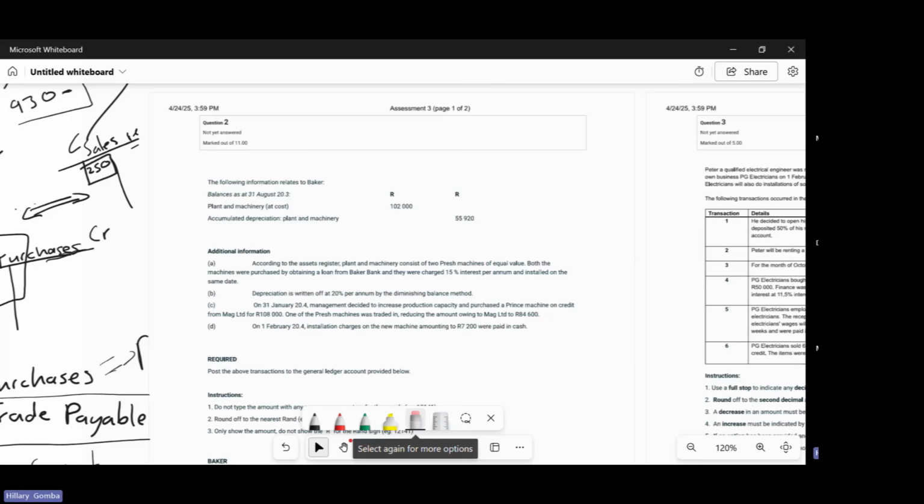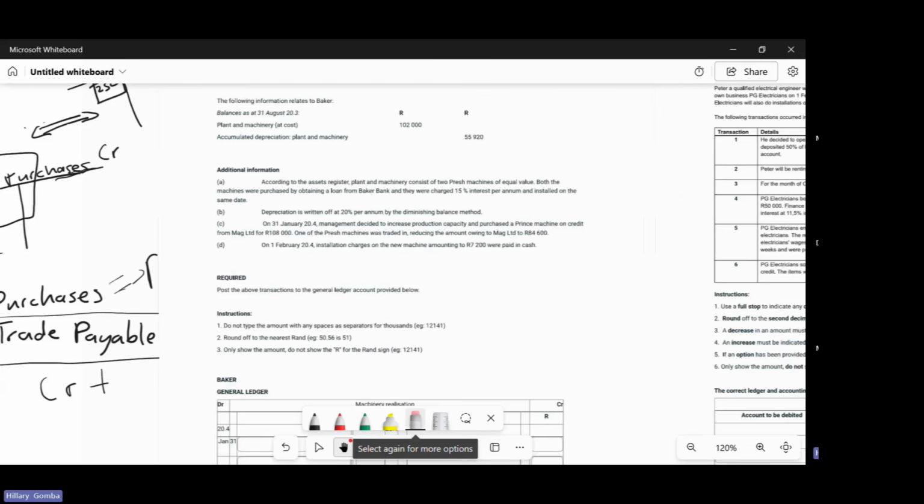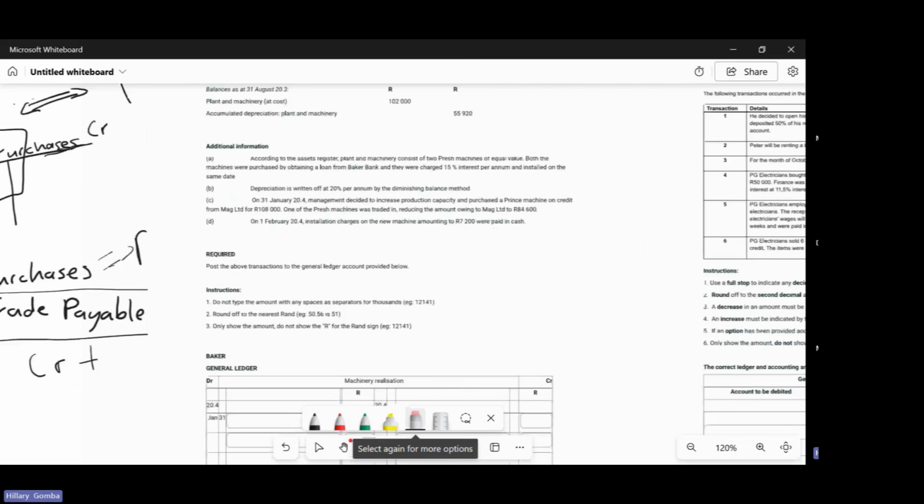And then C says, on 31 January 2024, management decided to increase production capacity and purchased a press machine on credit from MEG Ltd for 108,000. One of the press machines was traded in, reducing the amount owing to MEG Ltd to 84,600. D says on 1 February 2024, installation charges on the new machine amounted to 7,200 were paid in cash. Okay. Before we proceed, they want us to post this into our asset realization account, which is a machinery realization.